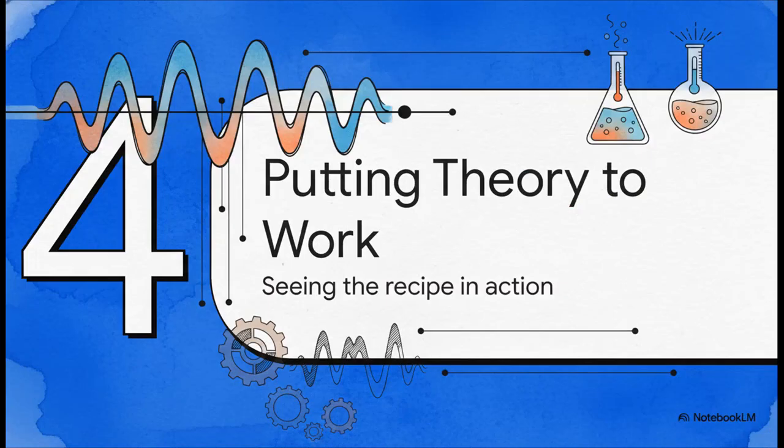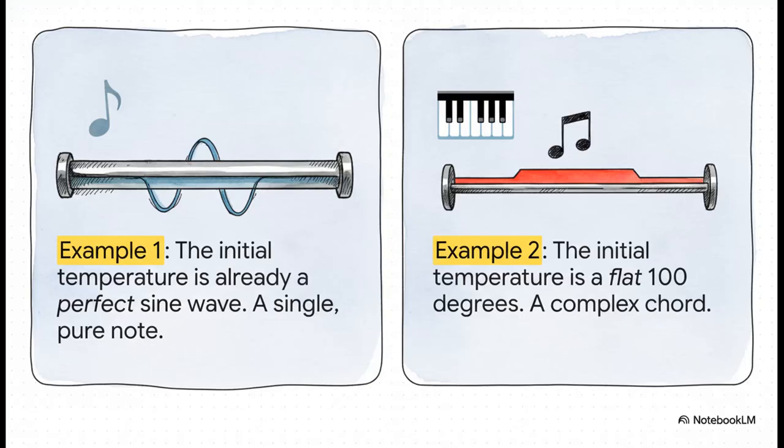Okay, that's enough theory for a minute. Let's see how this recipe actually plays out with a couple of quick examples. This will really show off how flexible the method is. So we're going to look at 2 cases. First, a super simple one, where the starting temperature is already a perfect sine wave, one of our eigenfunctions. Then we'll tackle something way more realistic. What if the whole rod starts at a flat, constant 100 degrees before we cool the ends?